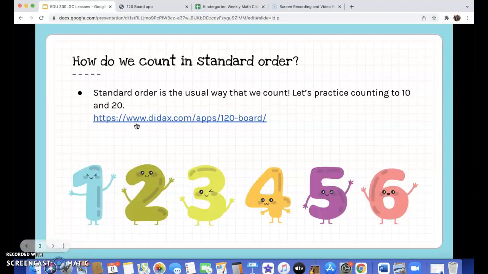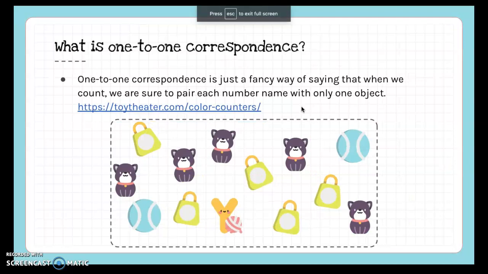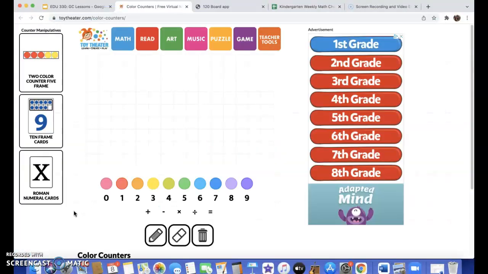All right, so let's go ahead and ask ourselves the next question. What is one-to-one correspondence? Well, one-to-one correspondence is just a fancy way or teacher talk of saying that when we count, we are sure to pair each number name with only one object. So let's go ahead and open up our math manipulative.